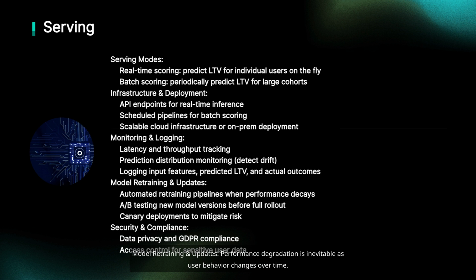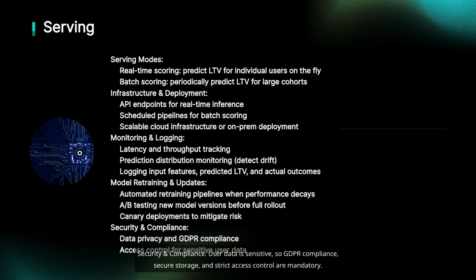Model retraining and updates. Performance degradation is inevitable as user behavior changes over time. Automated retraining pipelines and careful version control allow new models to replace outdated ones seamlessly. A/B testing and canary deployments help assess impact and reduce risk before full-scale rollout.